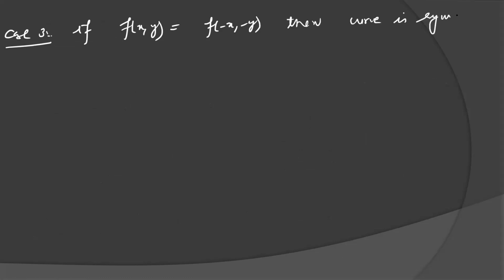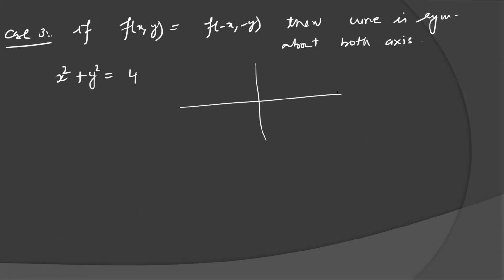Case 3. If you replace x by minus x and y by minus y and there is no change, then the curve is symmetric about both axes. For example, x square plus y square equal to 4. Suppose you draw the curve in one quadrant only. In the other parts, the curve will look the same.